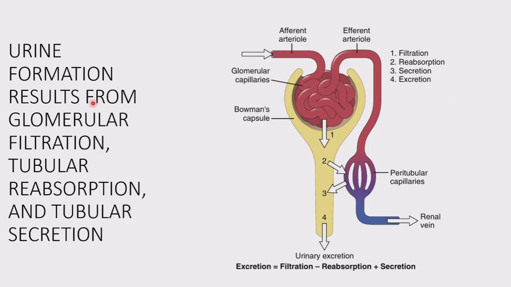Alright, these are the basic kidney processes that determine the composition of the urine. As you can see in this formula, the urine excretion rate is equal to the rate of filtration, that is, the movement of fluids from the glomerular capillaries to your Bowman's capsule, minus the rate of reabsorption, that is, the movement of fluid from your tubules back to your capillaries, plus the rate at which substances from the peritubular capillaries move into your tubules. And we call that secretion.